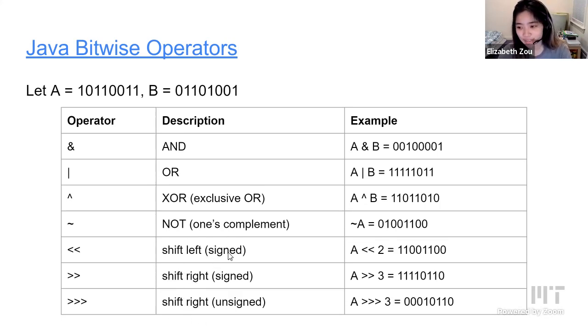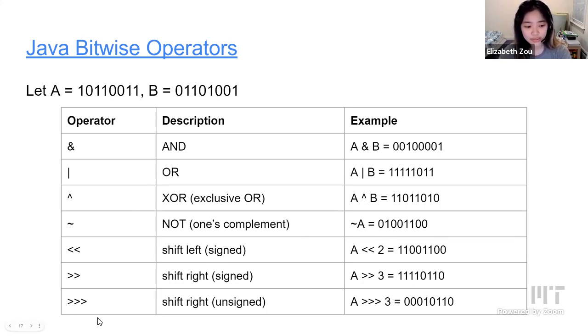Shift left is signed, but it doesn't actually affect anything because you're shifting left, and essentially you just take all the digits and move them left by 2 and then fill in zeros on the end. So that's shift left. And then shift right, if you use 2 right angle brackets, that's the signed shift. It will move everything rightwards and then fill in the same digit as the most significant digit. So because the first digit of A is 1, if you're doing signed shift right, it will fill in 1s in the beginning.